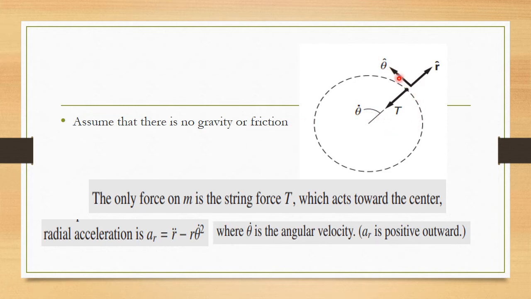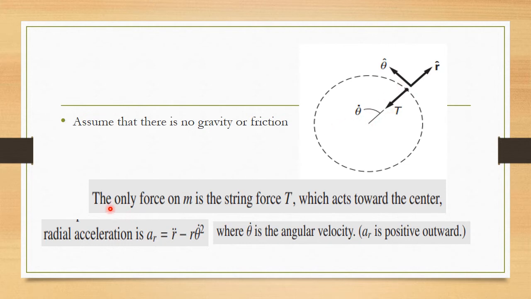So we take the coordinates r, theta and phi. There is no possibility for phi here, so we take r and theta. R is the radial direction, towards outside, and theta is the angular direction. It is in the anti-clockwise direction.